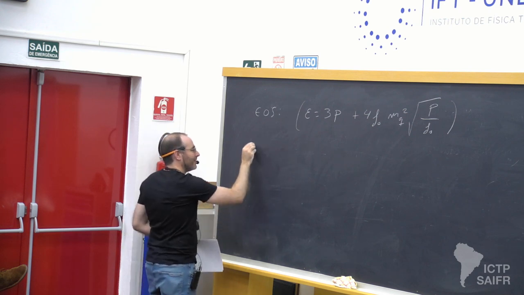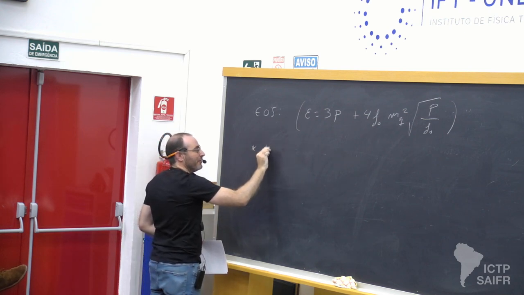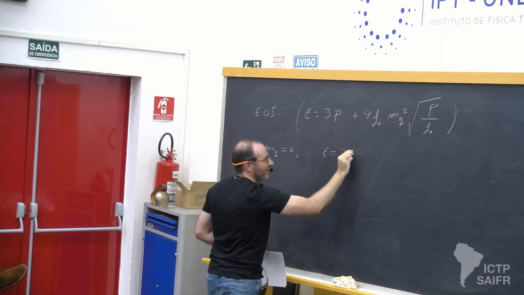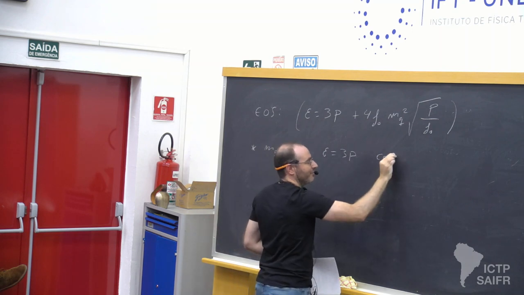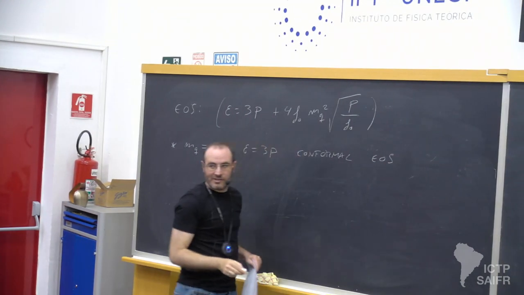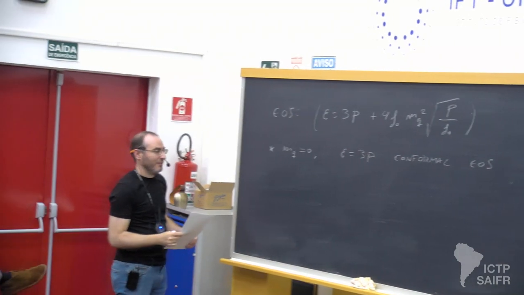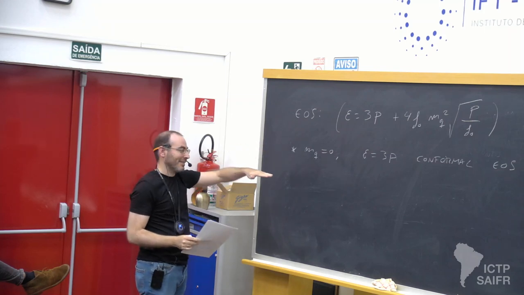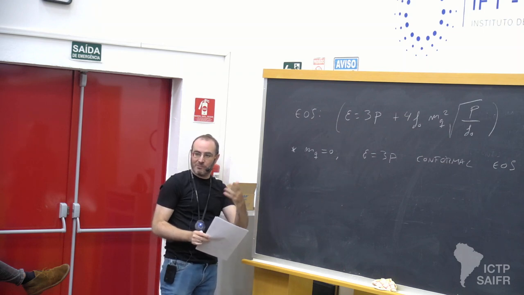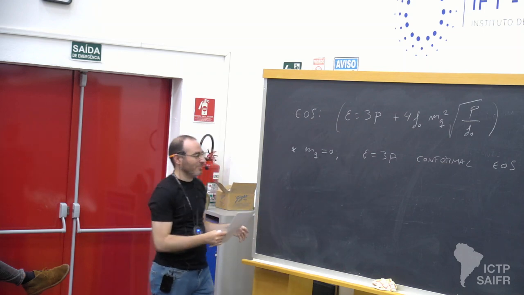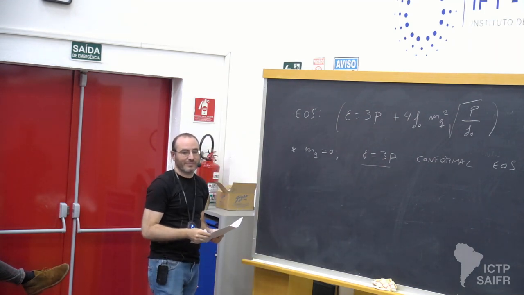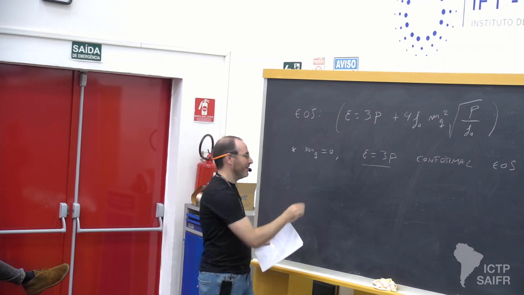OK, so a couple of comments about this. If m_q is equal to zero, then the energy density is just 3 times the pressure, which is the conformal equation of state. So this is what we expected from before, because when the mass is zero and we have this massless embedding, the induced metric on the D-brane was AdS5. So that means it was still a conformal theory with flavors. So then you expect this kind of equation of state. Yeah, that's right. That was the brane with I not equal to zero.